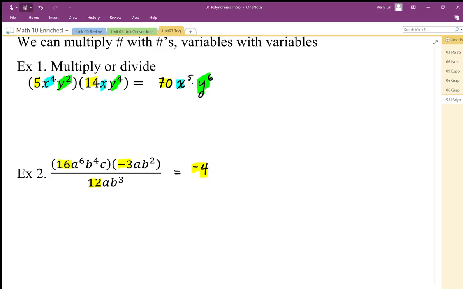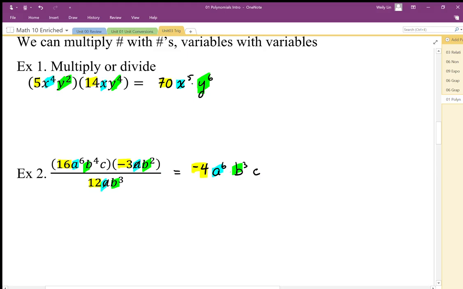Then I can just do the a's. A to the 6, A to the 1 divided by A, times A divided by A cancel out, so I'm just left with A to the power 6. Then I can put the b's together. B to the 4, B squared divided by B cubed. I take away 3 b's with division, so that leaves me with 3 b's, so there's B, B, B. And then we're left with just a c.